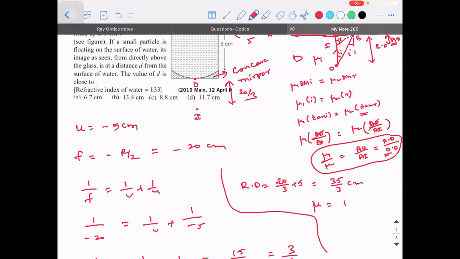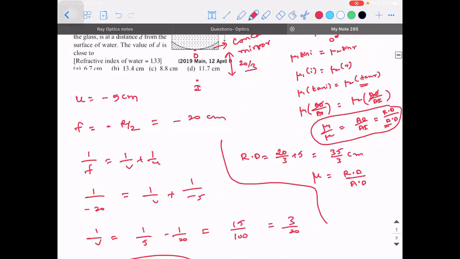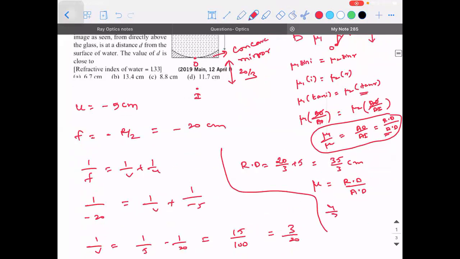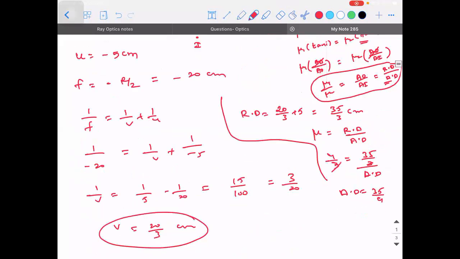So mu is equal to real depth divided by apparent depth. Refractive index of water is 1.33. 4 by 3 is equal to real depth, 35 by 3, divided by apparent depth. So 3 cancels and apparent depth is 35 divided by 4. 35 by 4 is less than 9, 8 point something. Is there any such option?